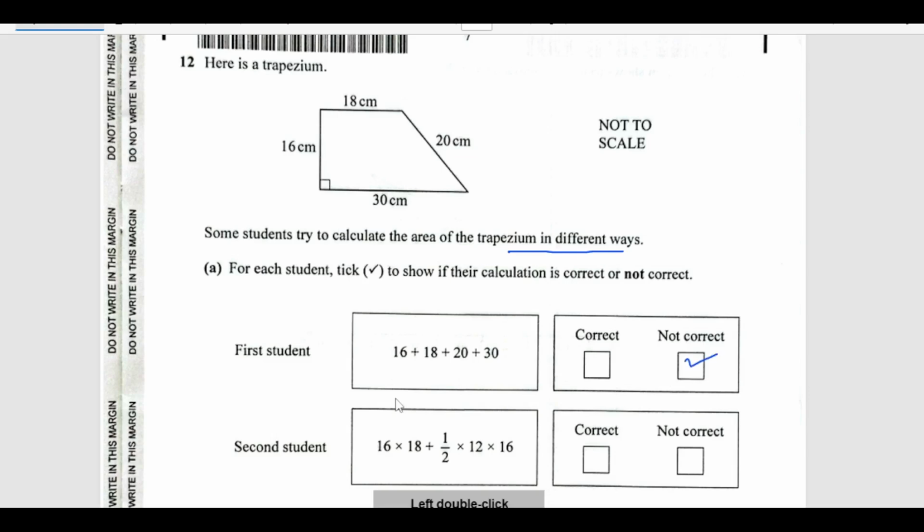The second student took 16 times 18 plus half of 12 times. What he has done is he has divided this into 2 parts. So, area of this is 16 times 18, then area of this triangle is half times base, which is going to be 30 minus 18, this is 18 and this side is going to be 12, times 12, and then he has taken this height which is 16. So, this one is correct.